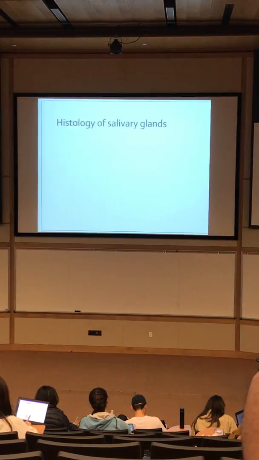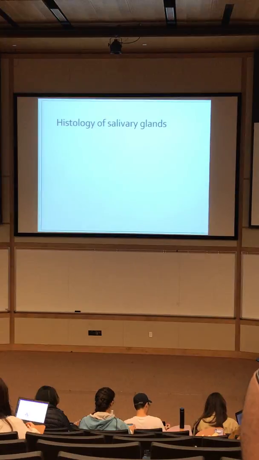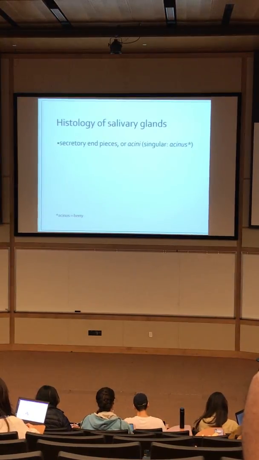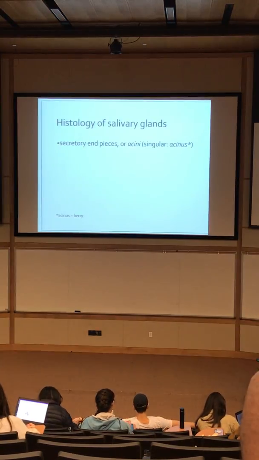Okay, so that's just a little bit about how salivary glands develop. Now let's talk about the actual histology of the salivary glands. Salivary glands are acinar type glands.